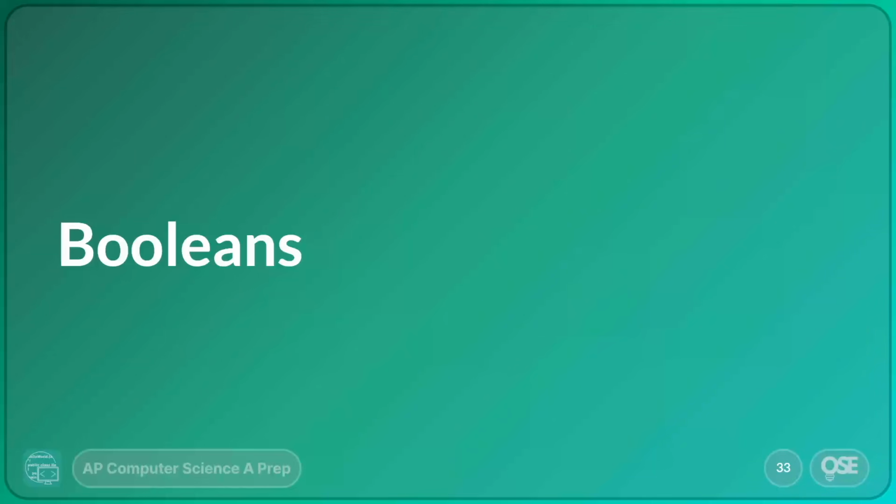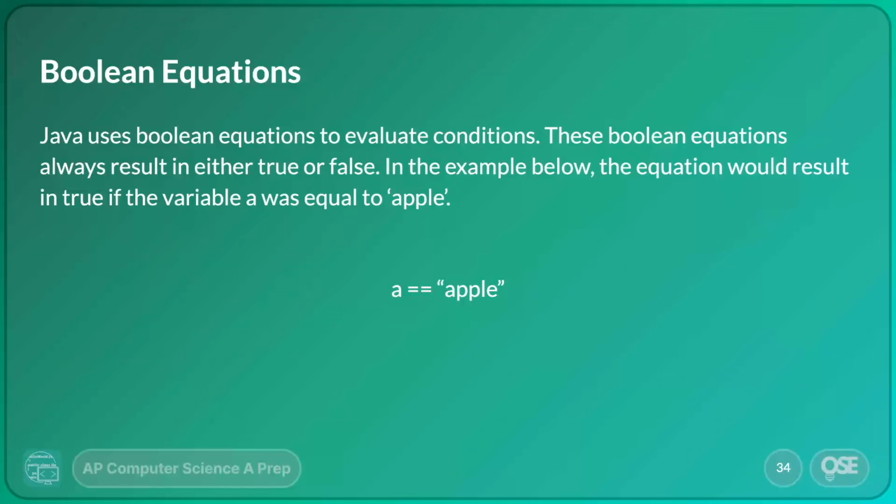First, let's talk about Booleans. A Boolean equation is an equation used to evaluate conditions. Boolean equations always result in either true or false. In the example below, the equation would result in true if the variable a was equal to apple, and false otherwise.